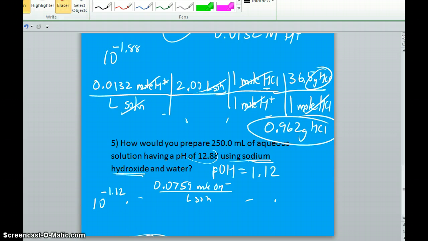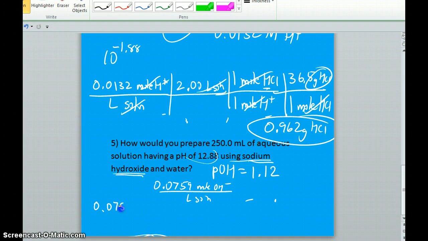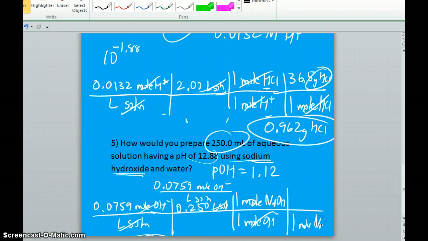So, to give myself some space down here, and I will rewrite, sorry about that, that we want 0.0759 moles of hydroxide in every liter of our solution. And of course we're trying to create 0.250 liters of solution, 250 milliliters. And because sodium hydroxide dissociates completely in water, you get 1 mole of hydroxide for every 1 mole of NaOH. And if I'm going to describe how to prepare it, I'd like a mass. And 1 mole of sodium hydroxide has a molar mass of 40 grams. Meaning I'm going to require 0.759 grams of sodium hydroxide.